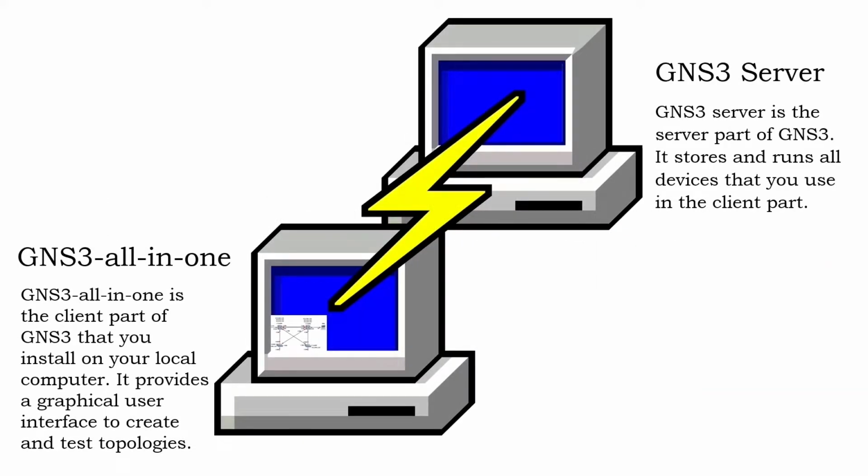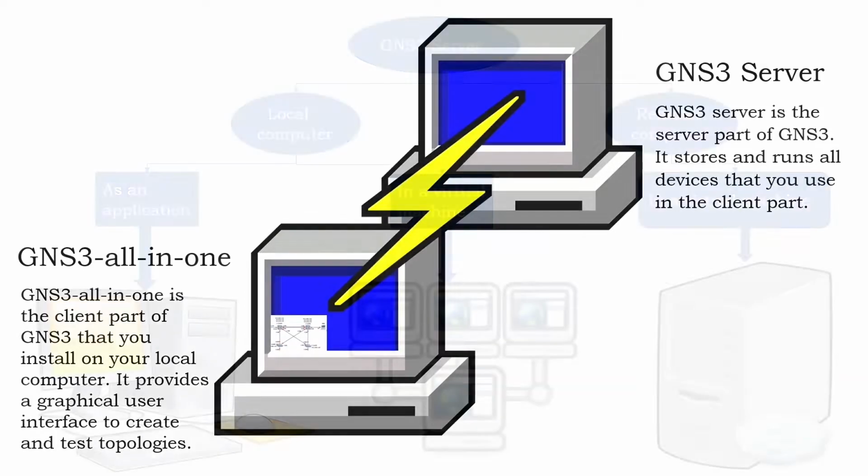GNS3 works on the client-server model. It consists of two components, the GNS3 All-in-One software and the GNS3 Server. GNS3 All-in-One is the client part of GNS3 that you install on your local computer. It provides a graphical user interface to create and test topologies. GNS3 Server is the server part of GNS3. It stores and runs all devices that you use in the client part.